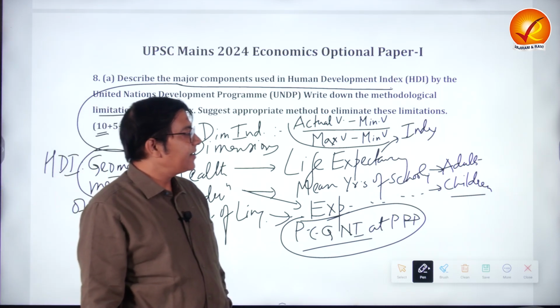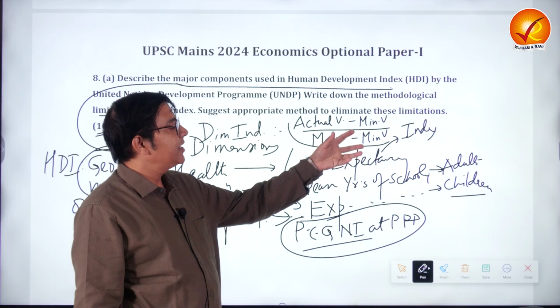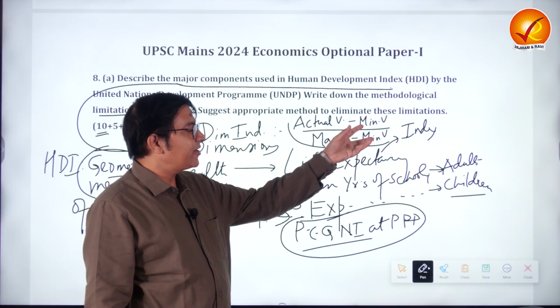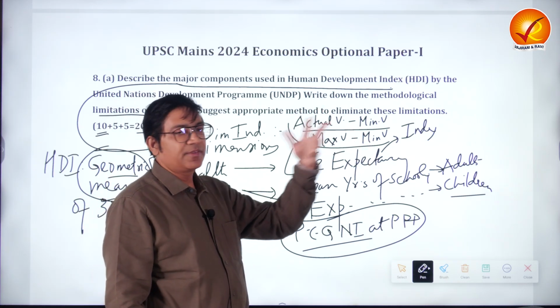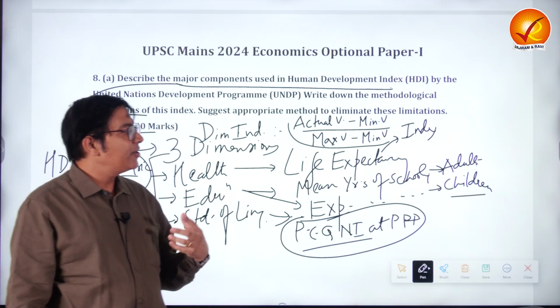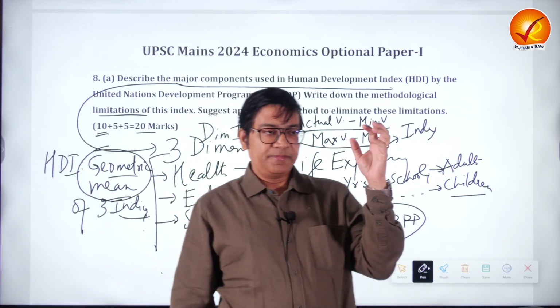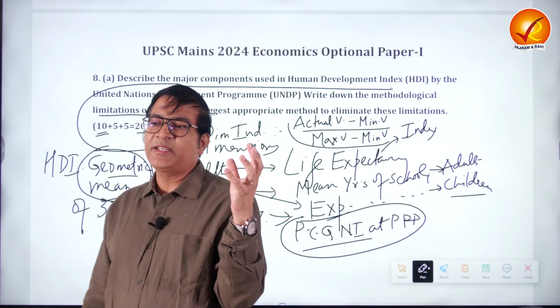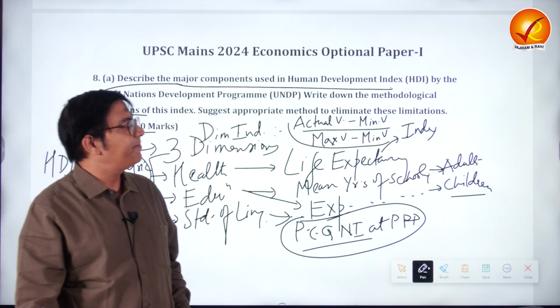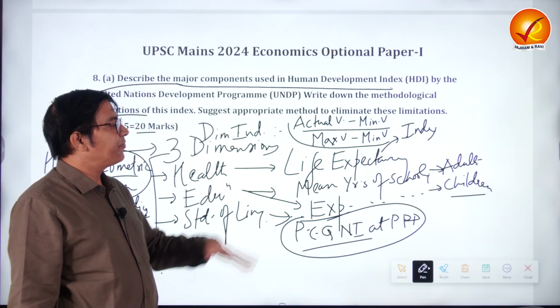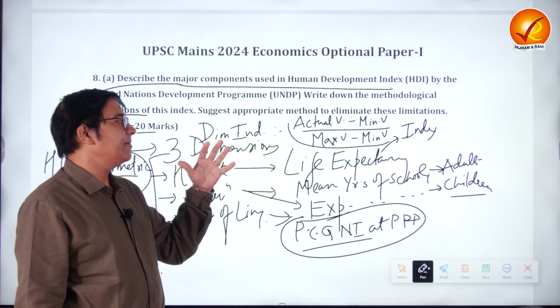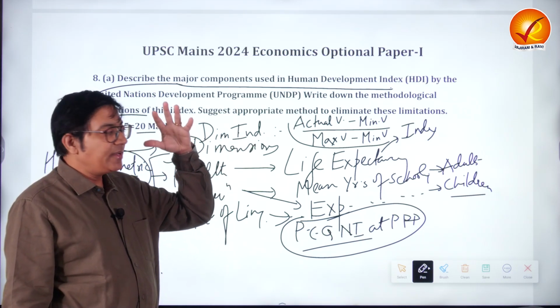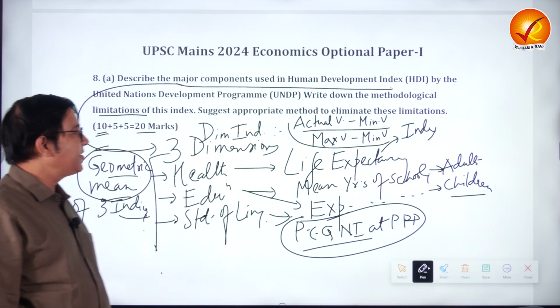Then you can say that sometimes these max or min values can be two extremes, and not denoting even the achievement of the better human development countries. So that way a particular country may end up in relatively lesser degree of human development due to that.